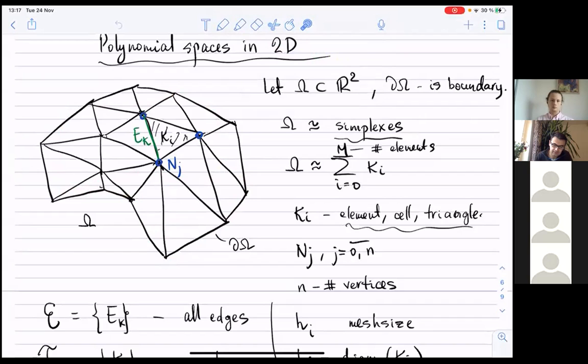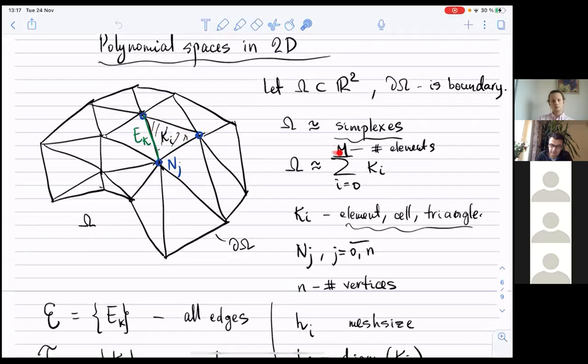Simplexes in this case are triangles, edges, and points. So all these elements are simplexes. We divided the domain into a finite number of elements. Elements in this particular case are triangles. Then we have to keep track of these elements, so we numbered these triangles by K. So K_i means here the triangle number i.